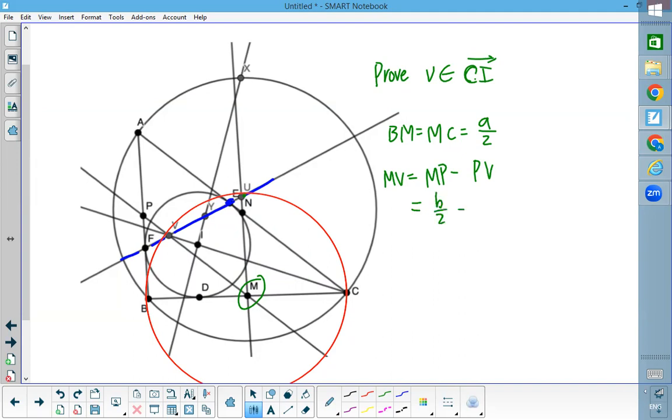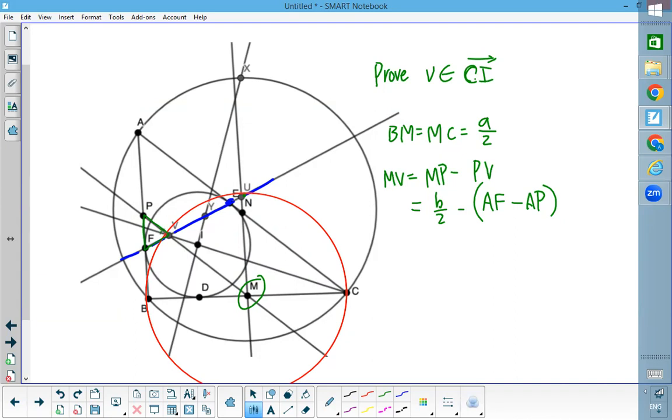And what's PV? PV is equal to AF minus AP, because we know that this is an isosceles triangle. Oh wait, hold on. Do we know that that's an isosceles triangle? Well, at the end we want to show that this is an isosceles triangle, because here we don't know yet.